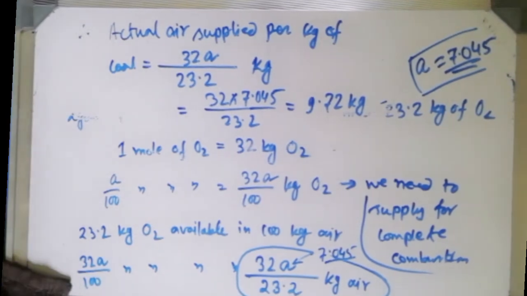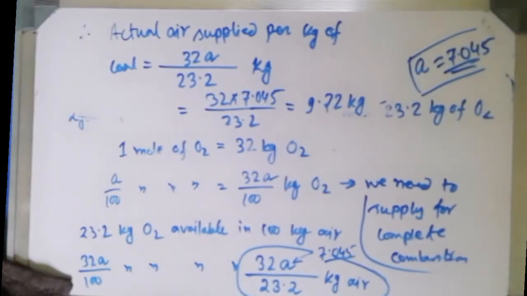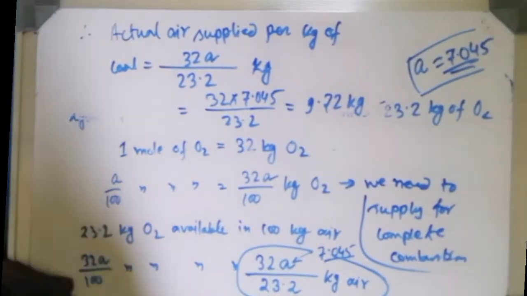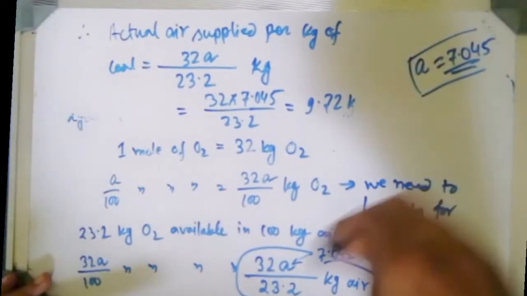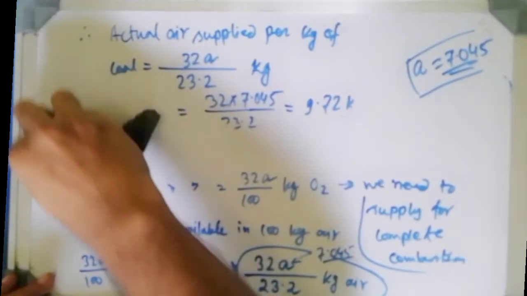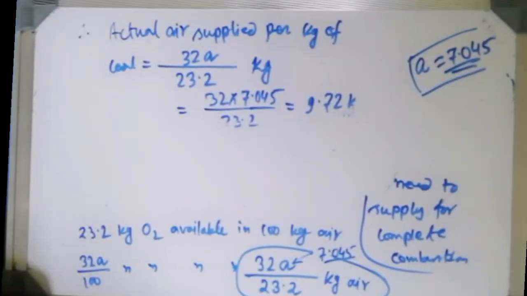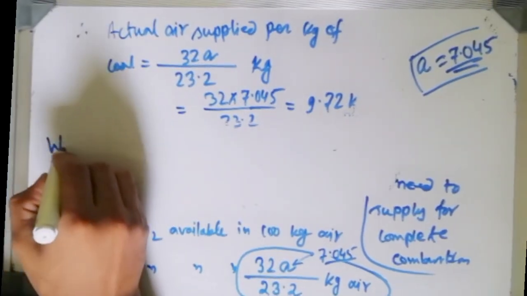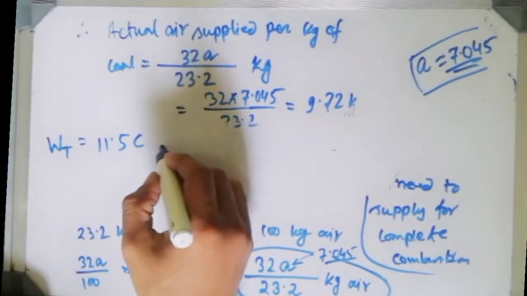Now for the same problem you can find the theoretical amount of air also. For that same data, theoretical air you can find by using this formula. I think you can copy it from your previous pages: 11.5 C + 34.5 (H minus O by 8) + 4.3 S. That expression we have established already.